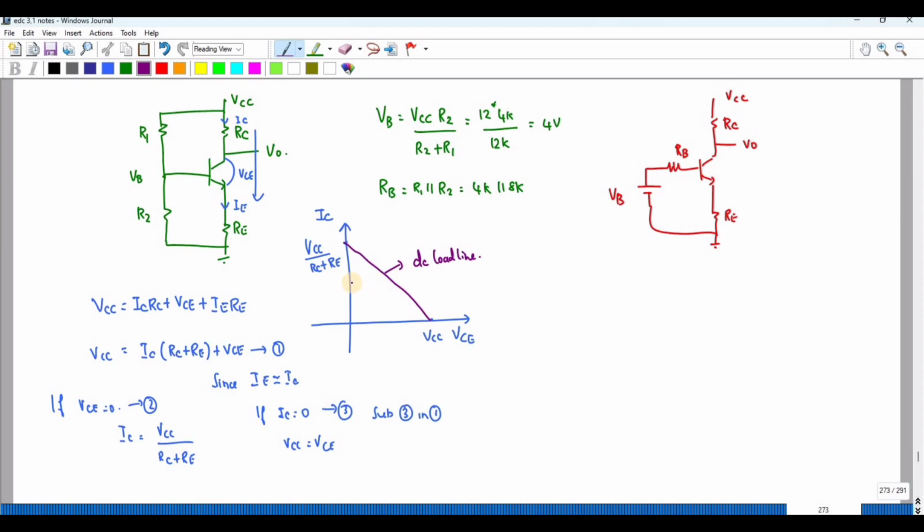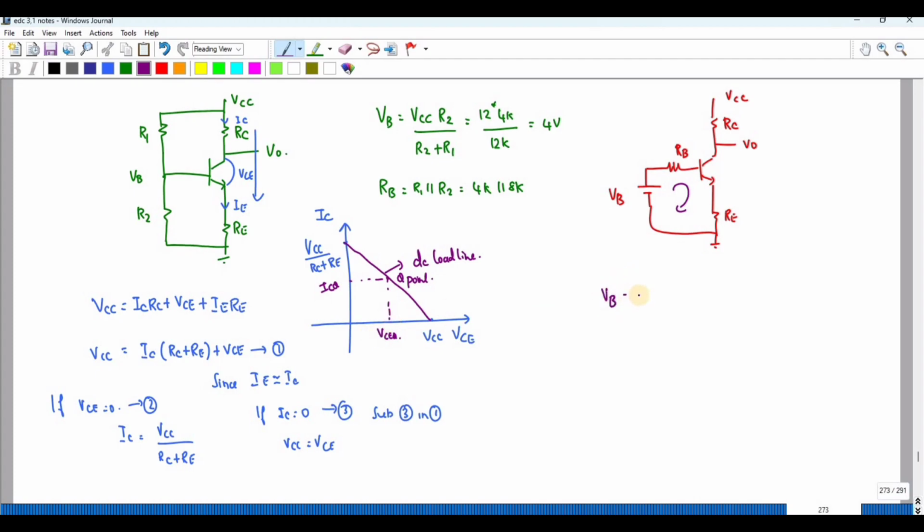Now I need to find the Q point. The Q point is basically at the center of this line. So this is your Q point, and this is what I need to find by solving the equation. This is ICQ, and this is VCEQ. First let us find the ICQ value.